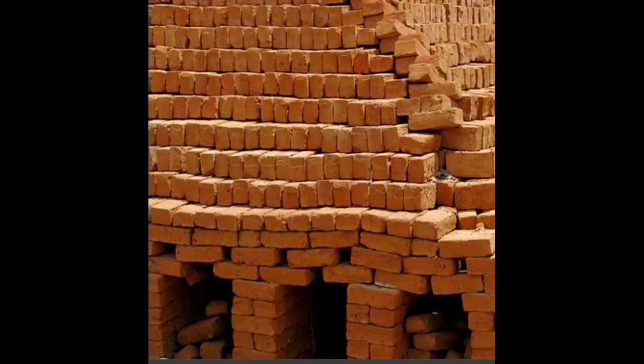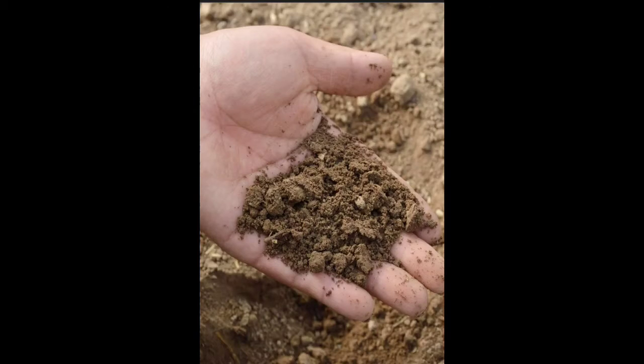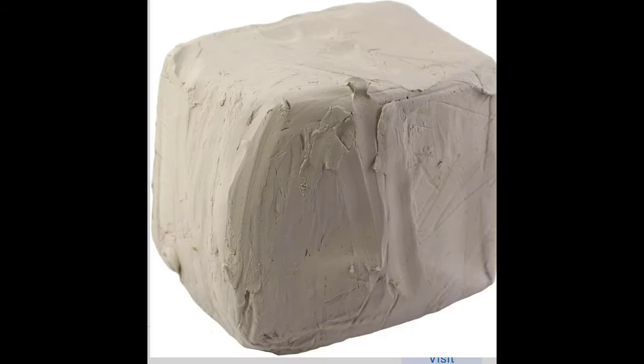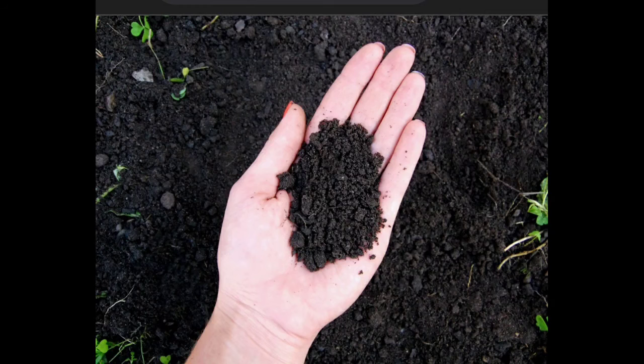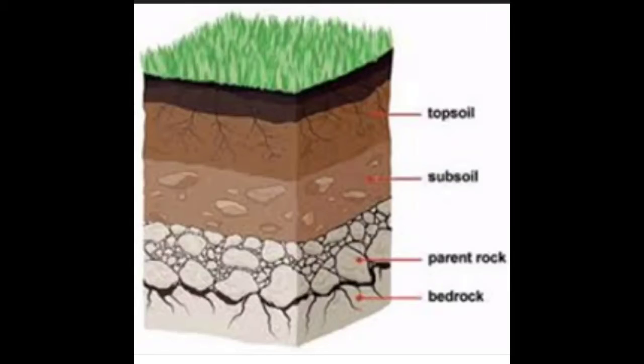In soil, there are three types. One is sandy soil, which is in the form of sand and the particles are a little big. You have clayey soil, which is very smooth. And then you have loamy soil. Loamy soil is the soil that helps in gardening and in agriculture because it can hold water better than sandy soil, and it can also drain water better than clayey soil.